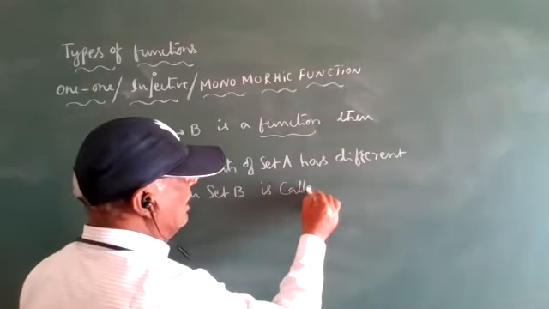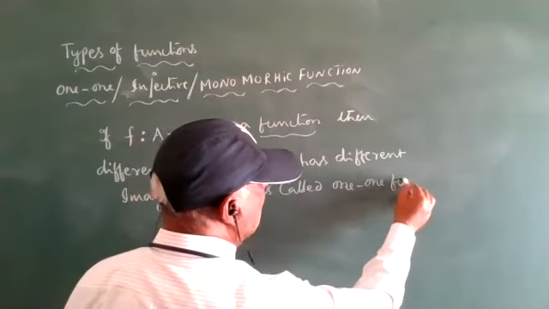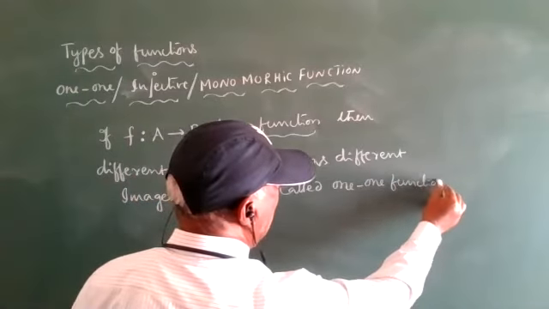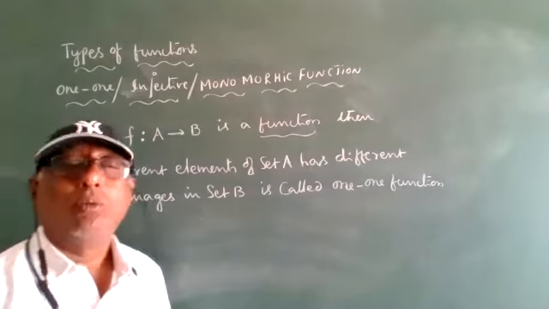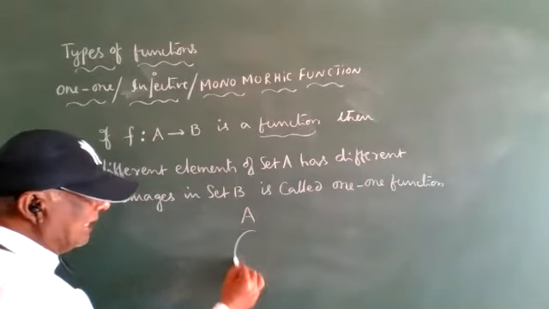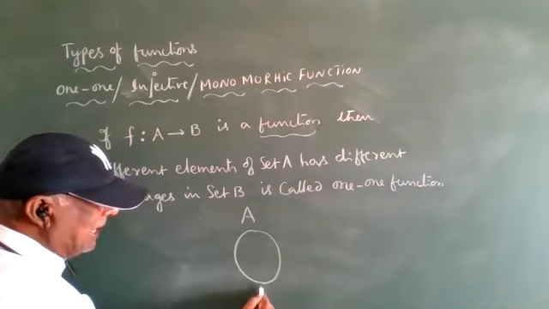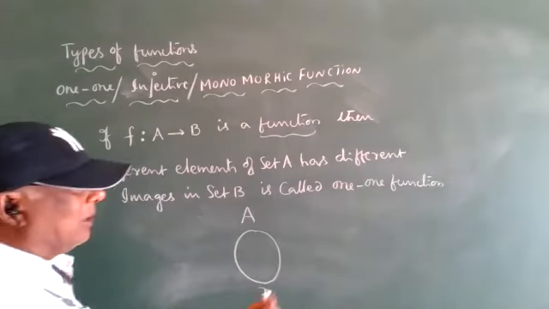This is called one function. Okay? I will draw the figure. Everyone observe. What is the figure? This is the A set. A set elements are represented by X. All elements should be represented by X letter only.